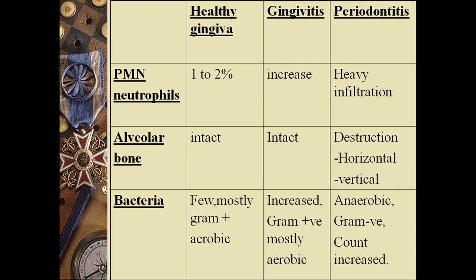As for bacteria, in healthy there are few microorganisms, mostly gram-positive, and those are aerobic. In gingivitis, there is an increase in the number of bacteria, gram-positive, mostly aerobic. But in periodontitis, mostly anaerobic, spirochetes, gram-negative, and the count is drastically increased.